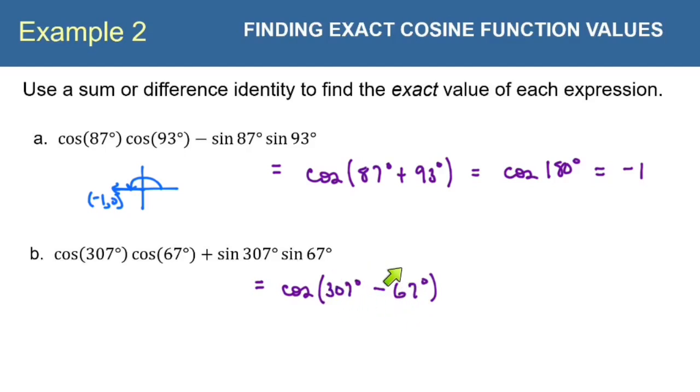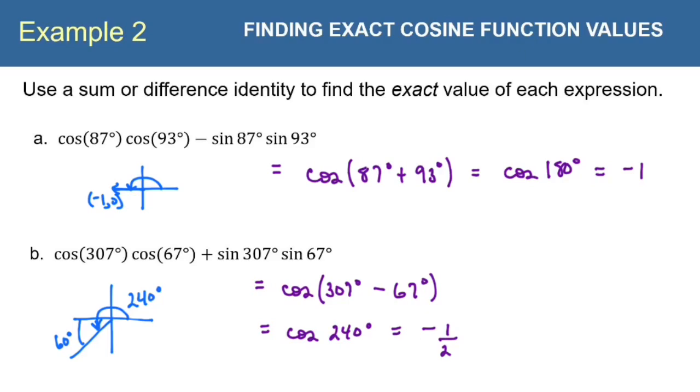Now that we have these two angles in the same parentheses, we can do this subtraction. 307 minus 67 is 240. So all of this is just going to be equal to the cosine of 240. Now we know 240 degrees would be a third quadrant angle, and we know it would have a 60-degree reference angle. And we also know that cosine values are negative in quadrant 3. So the cosine of 240 is going to be negative cosine of 60, which is 1/2. So the cosine of 240 degrees is negative 1/2.